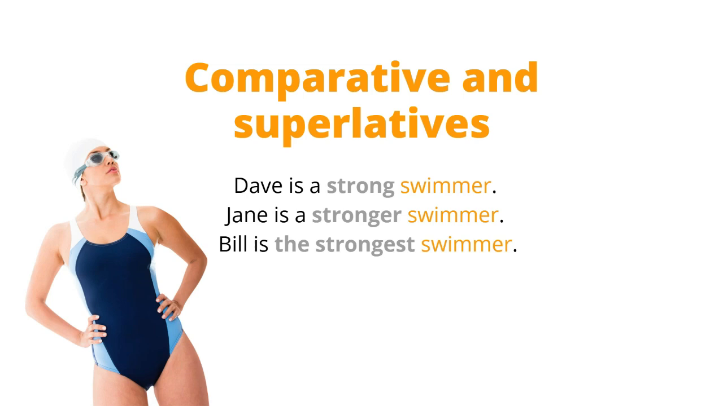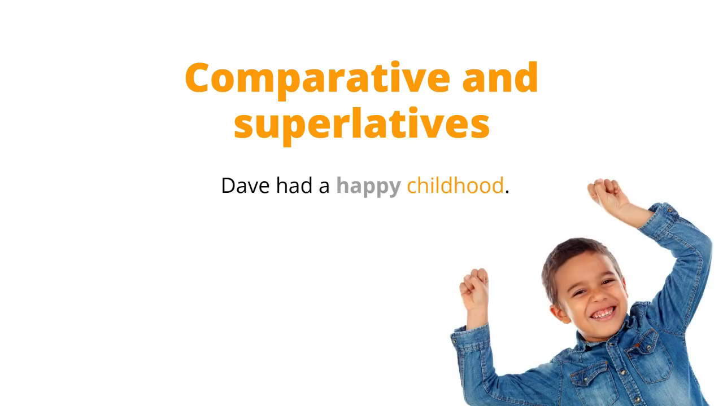So this is the usual way to make comparatives and superlatives. When we have an adjective of only one syllable, we can add er to make the comparative, or we can add est to make the superlative. Strong, stronger, the strongest. But these are all when we use an adjective with one syllable.